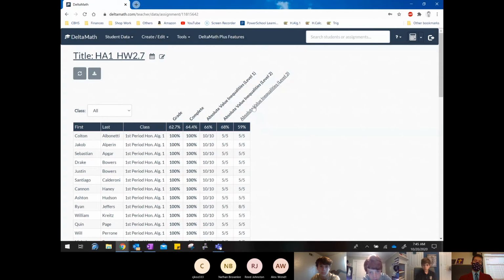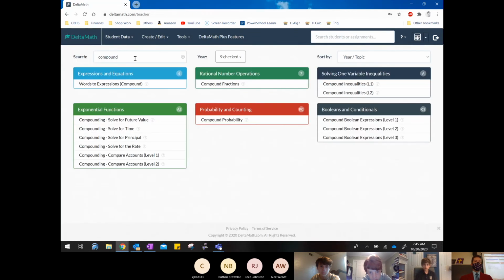All right, absolute value inequalities level 3. That's what it's called. All right, absolute value inequalities level 3. Like that.